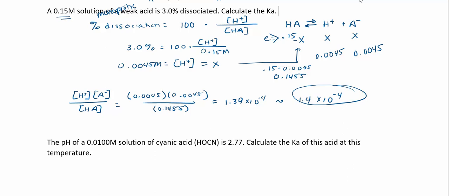We would round to two significant digits because our question gave us two significant digits, both in the molarity as well as the percent dissociated.